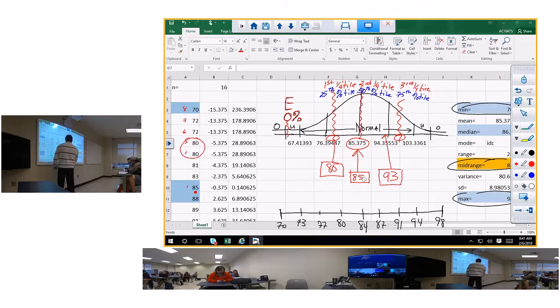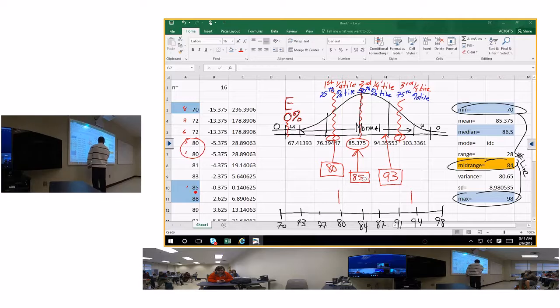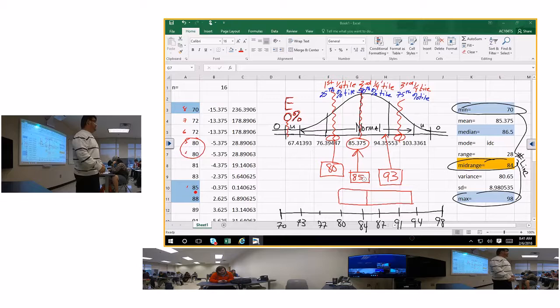So 80 is right there. 93 is right there. And 85 is right there. And that's your box plot. It's real difficult, isn't it? It's not. It's real simple.